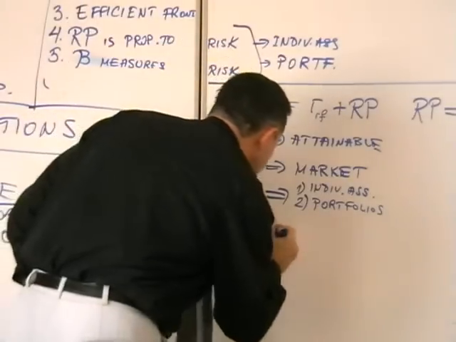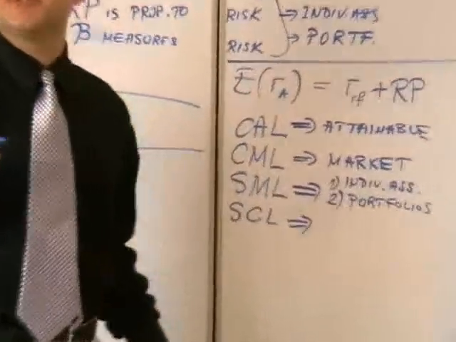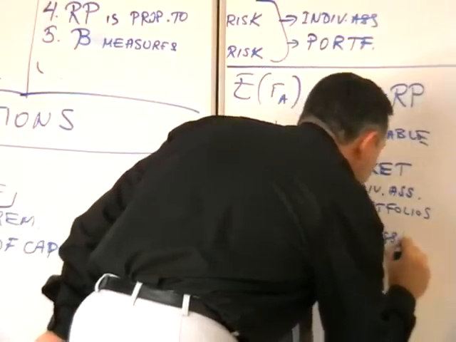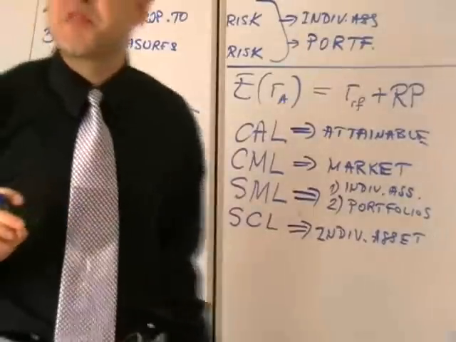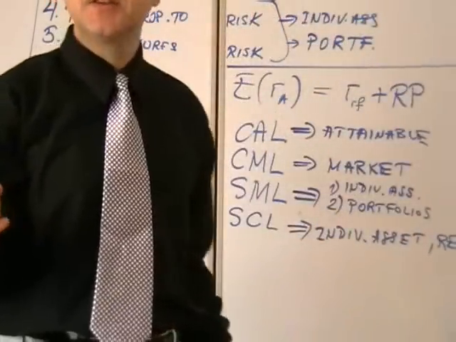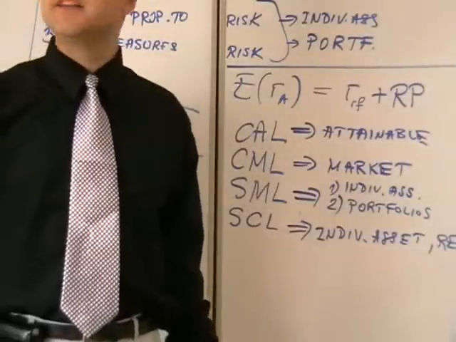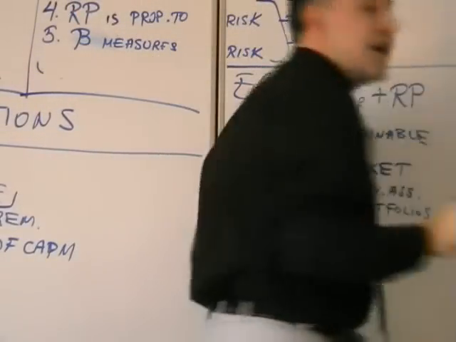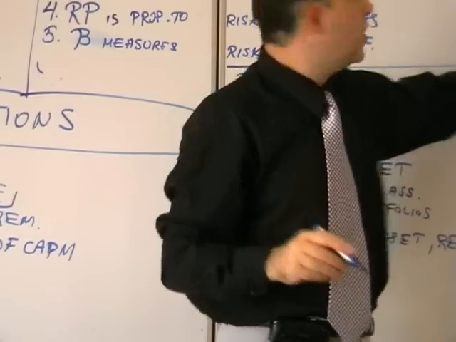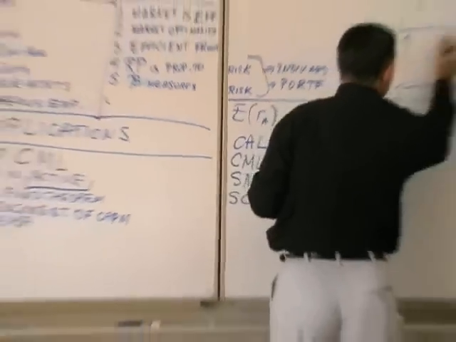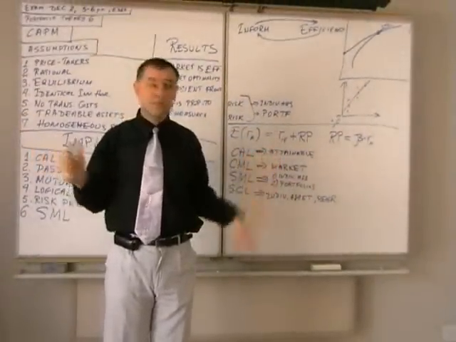And finally, the security characteristic line is associated with an individual asset, and it represents the regression of the individual asset to the market. And this is what I showed you two lectures ago. So you get on the one axis return of the market, on the other axis return of the asset, and you try to run the regression. All right? Okay.